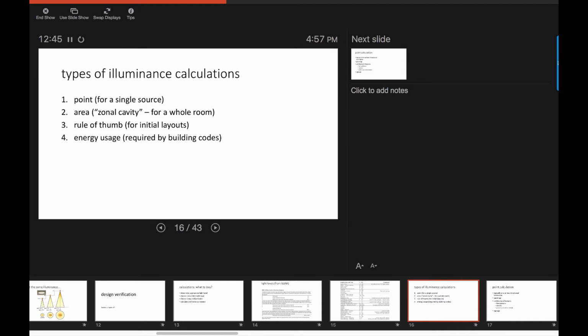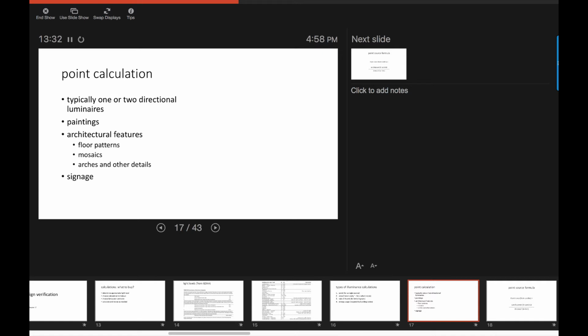What we do early on is use what are called rules of thumb, which are basically simple rules that kind of average out the type of fixtures. And these are great when, one, you're trying to get your Revit model to work, or at least have the reflected ceiling plan look correct, but before you've chosen an actual product. For doing the zonal cavity method, you typically do use a product. Anyway, the last one that we often do is energy usage. The building code in Massachusetts and most states now requires a maximum level of energy usage measured in watts per square foot over different project types.